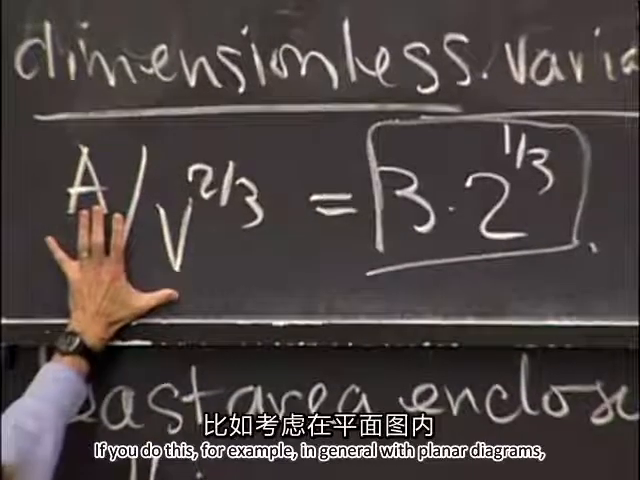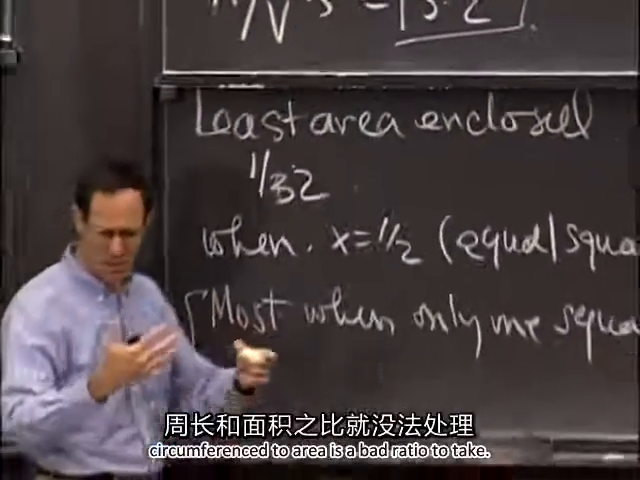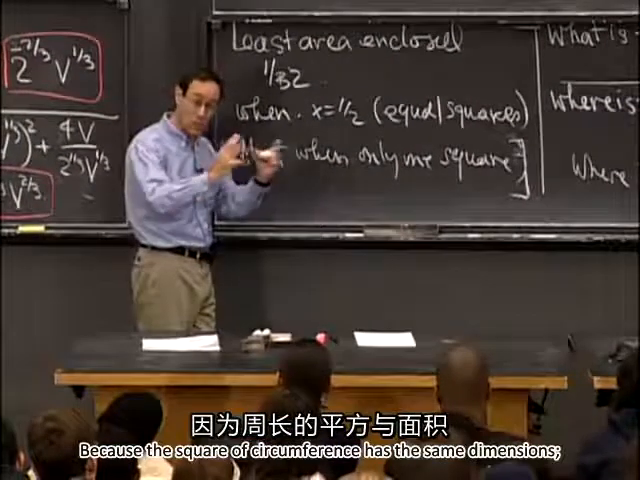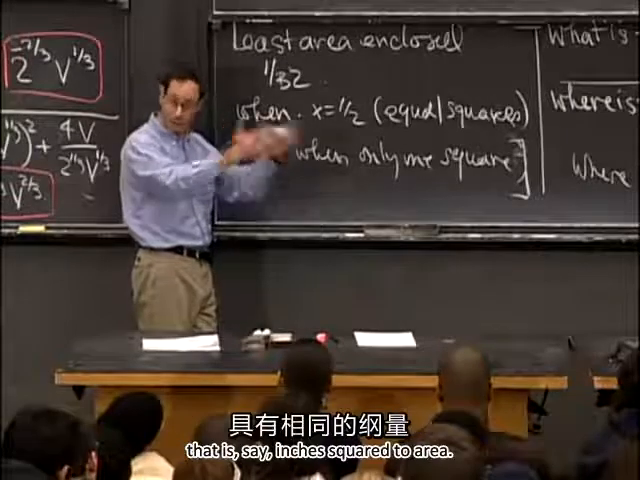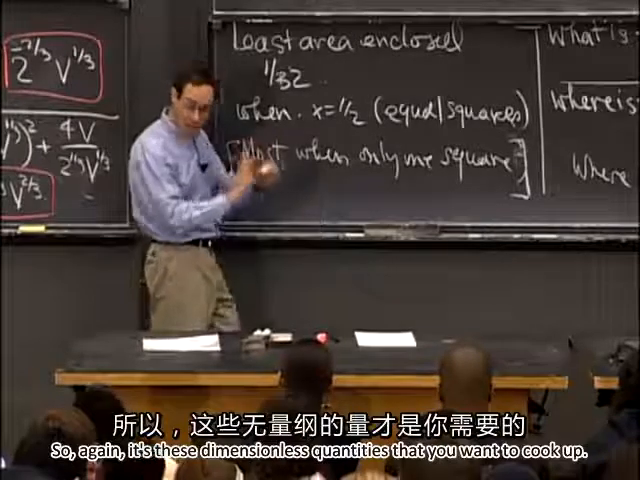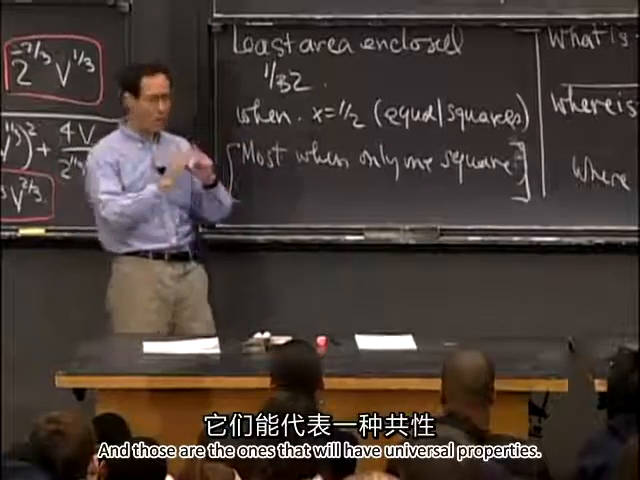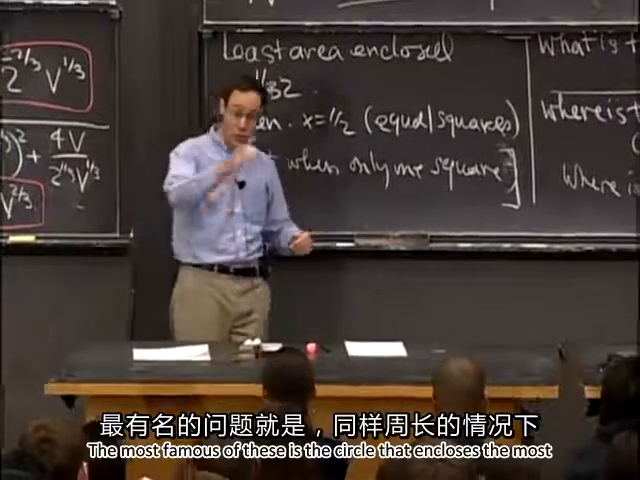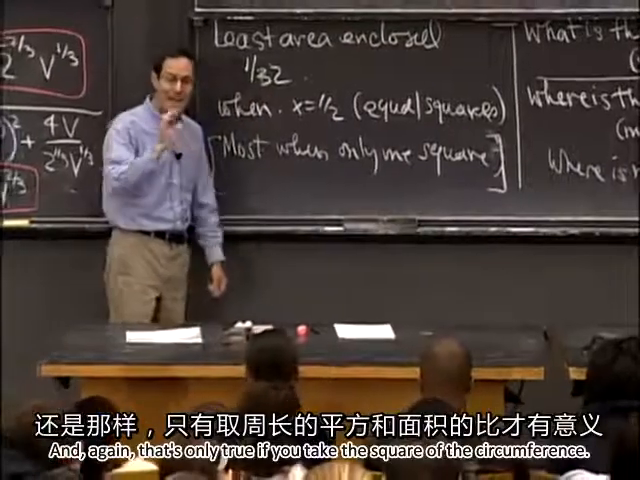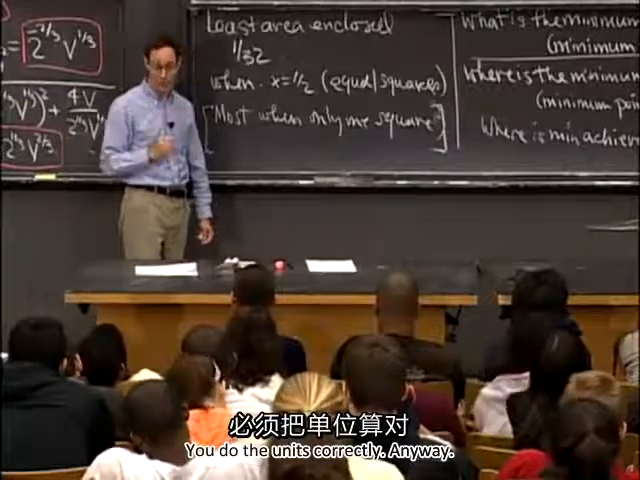If you do this, for example, in general with planar diagrams, circumference to area is a bad ratio to take. What you want to take is the square of circumference to area, because the square of circumference has the same dimensions, that is, say, inches squared, as area, which is in square inches. So again, it's these dimensionless quantities that you want to cook up, and those are the ones that will have universal properties. The most famous of these is that the circle encloses the most area for its circumference, and again, that's only true if you take the square of the circumference. You do the units correctly. All right?